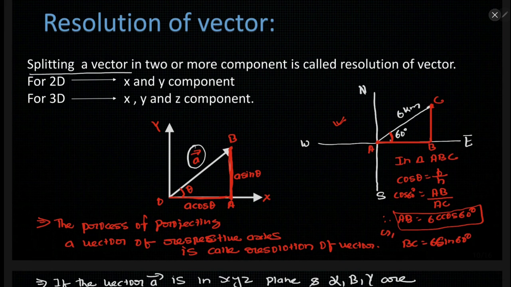For 2D we will split the vector generally in two components, that is x component and y component. For 3D we will split the vector in three components, x, y and z.